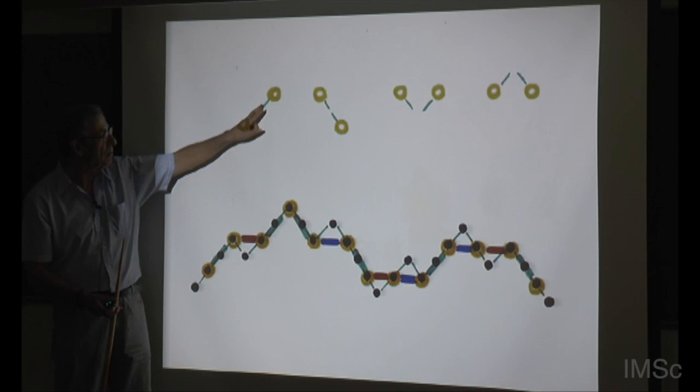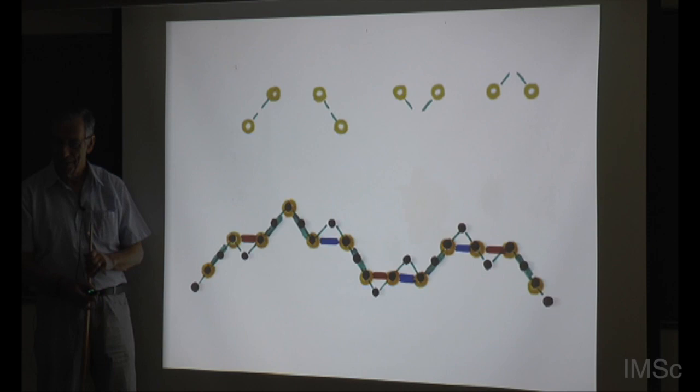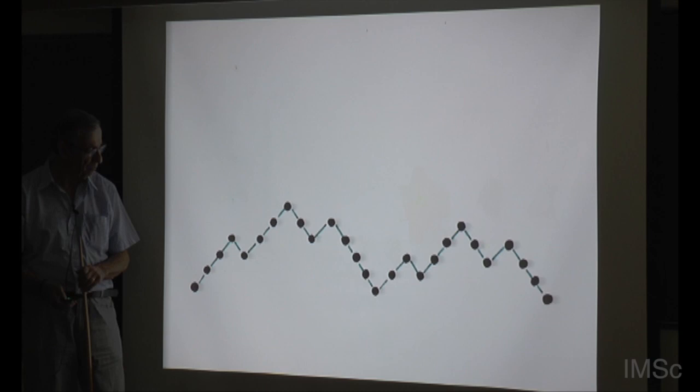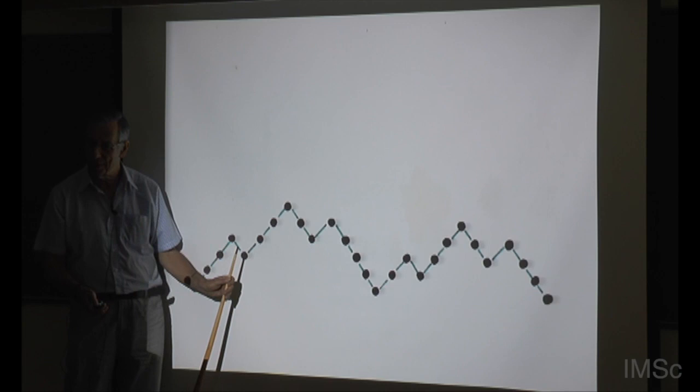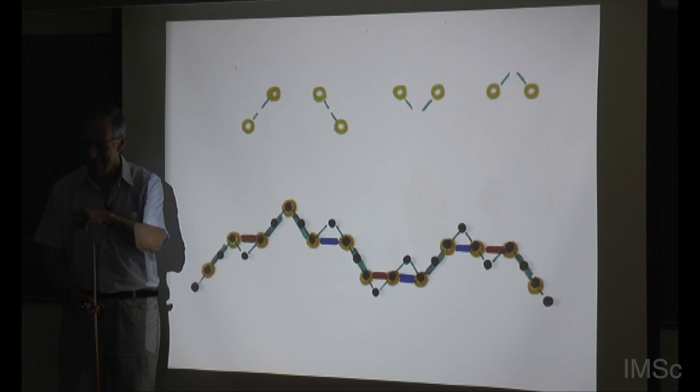What happens if the horizontal step is on the ground floor? How do you go back? Wait. No, the Dyck path. I start from a Dyck path. So let me finish the definition of the bijection. This is a bijection between Dyck paths of length 2n and two-color Motzkin paths of length n minus 1.